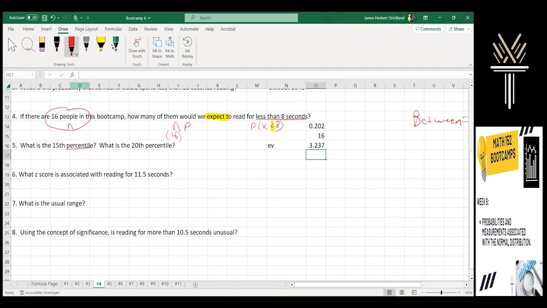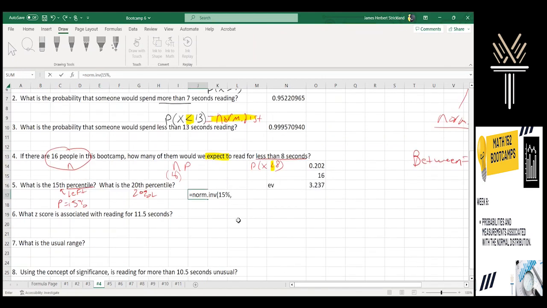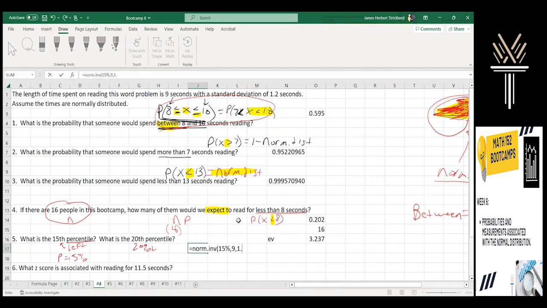So when we see percentile, we know this is the left side. And so this is 15%. There's nothing special to do. That would be our probability on the left, which means that if we're trying to find a measurement, because this is a probability, so we want a measurement, norm.inv of that probability, given the mean that we know up top, which was 9 and 1.2.